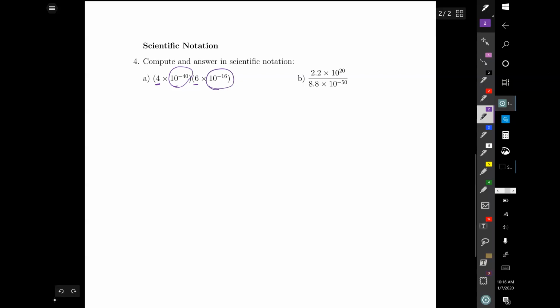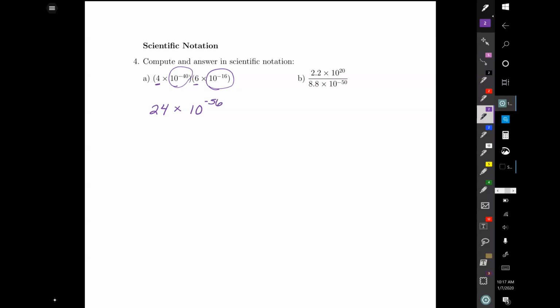So we're going to multiply our coefficients. 4 times 6 would be 24, and that x is really a times symbol, because that's just how the notation is done. Then I keep the base, 10, and I add the exponents, just the same as I would if I have variables involved with exponents. So I have negative 40 plus negative 16, so that gives me negative 56. When I'm multiplying, I'm going to keep the base, add the exponents.